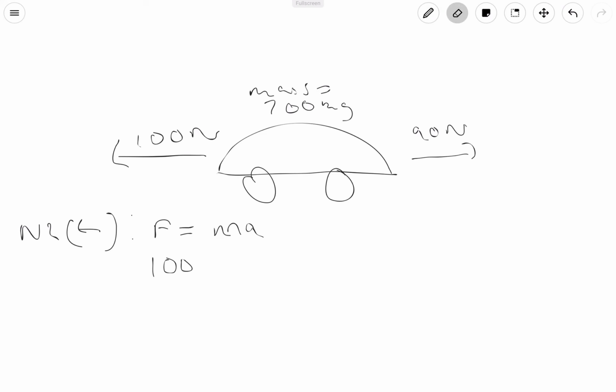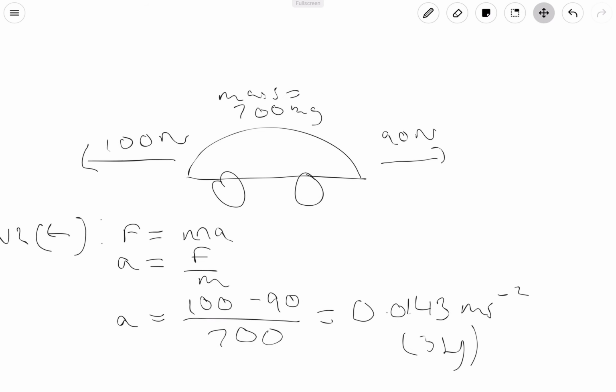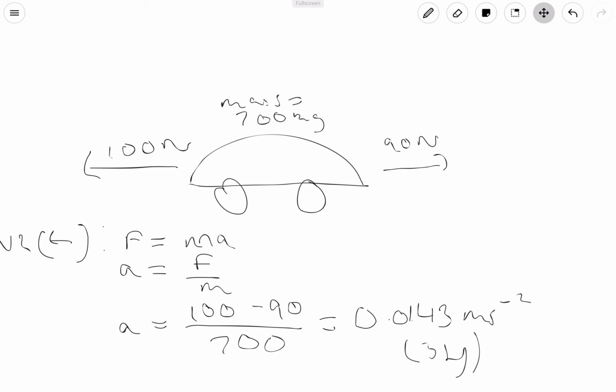What you can do first actually is rearrange this equation. I do a equals F over m. I get a equals 100 minus 90 over 700. Now you can plug that into your calculator. So basically just 10 over 700, and you get an acceleration of 0.0143 meters per second squared to 3 significant figures. Now that's a small acceleration, but that's the answer we got for this car. Hopefully that explains to you Newton's second law and just a basic problem. If you have any questions, again, email me and we can talk through them. These are just the basic building blocks, and you need to work around these and do some trickier questions.